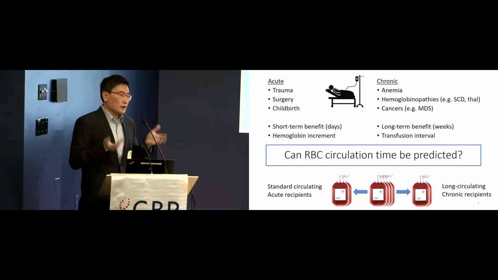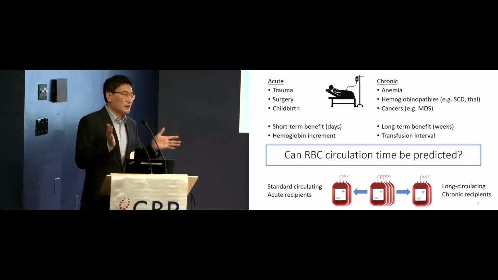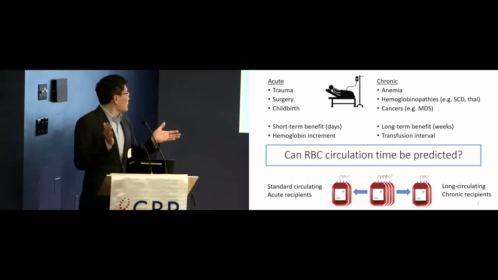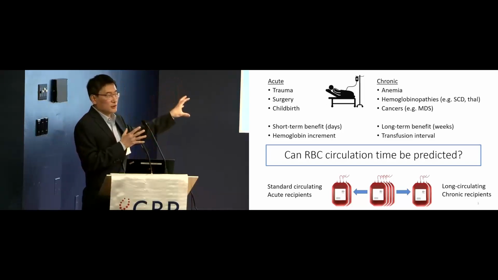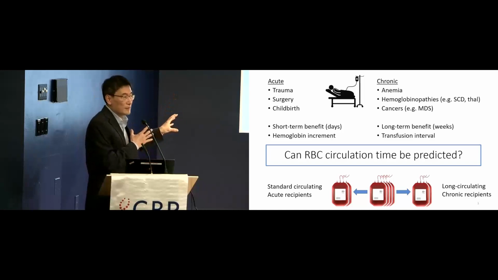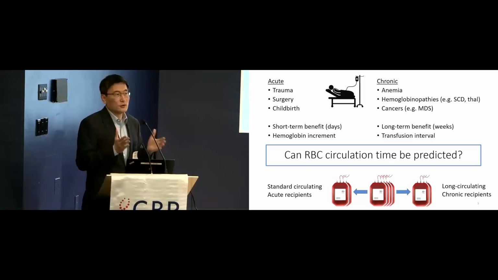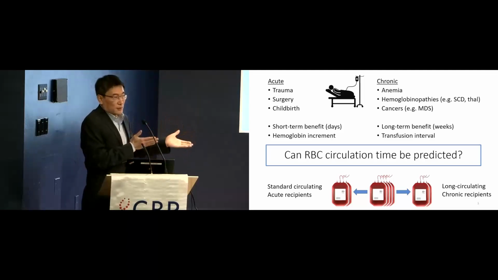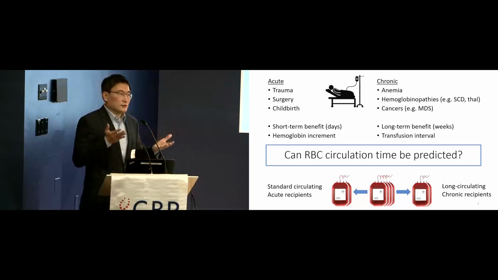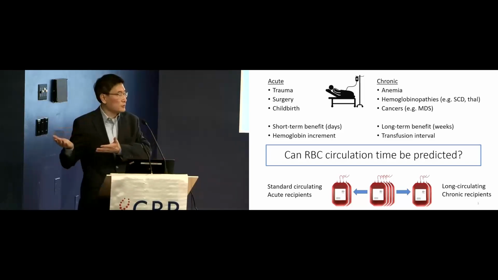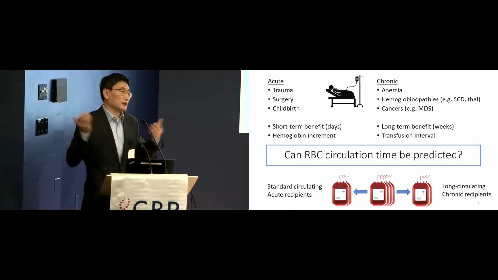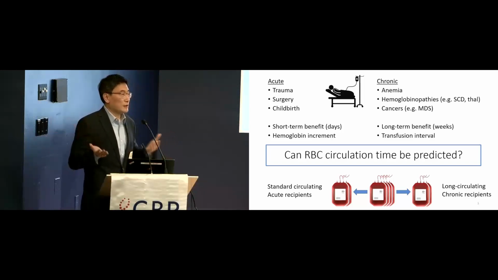So looking at it through that lens, perhaps it boils down to the question: can we predict what the circulation time is going to be? If we say a unit of red cells is a long-circulating unit, that one could go to the chronic transfusion recipients, because that's where we care about circulation time. The other units, with a standard expected length of circulation time, can go to the acute recipients, because they only need it for a few days. So to them, it doesn't matter.